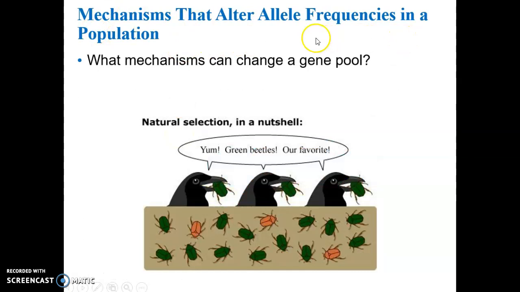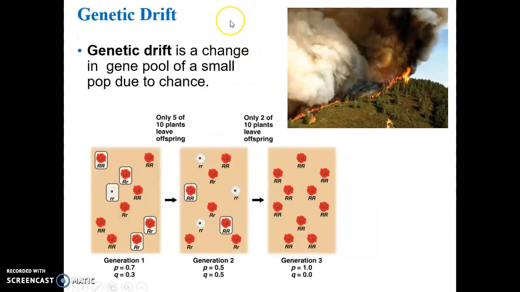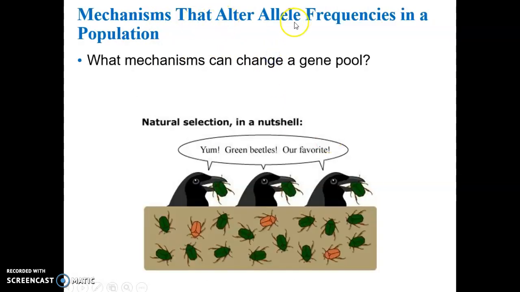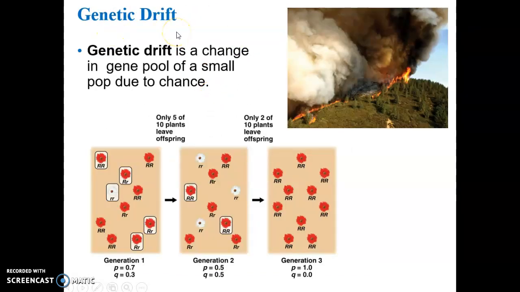So what are the mechanisms that will change these allele frequencies in a gene pool? Natural selection is one, and it's the most important one because it's the only process that will promote adaptation, meaning modification of organisms over time to their particular habitats or environments. Another cause of changes in allele frequencies is genetic drift.